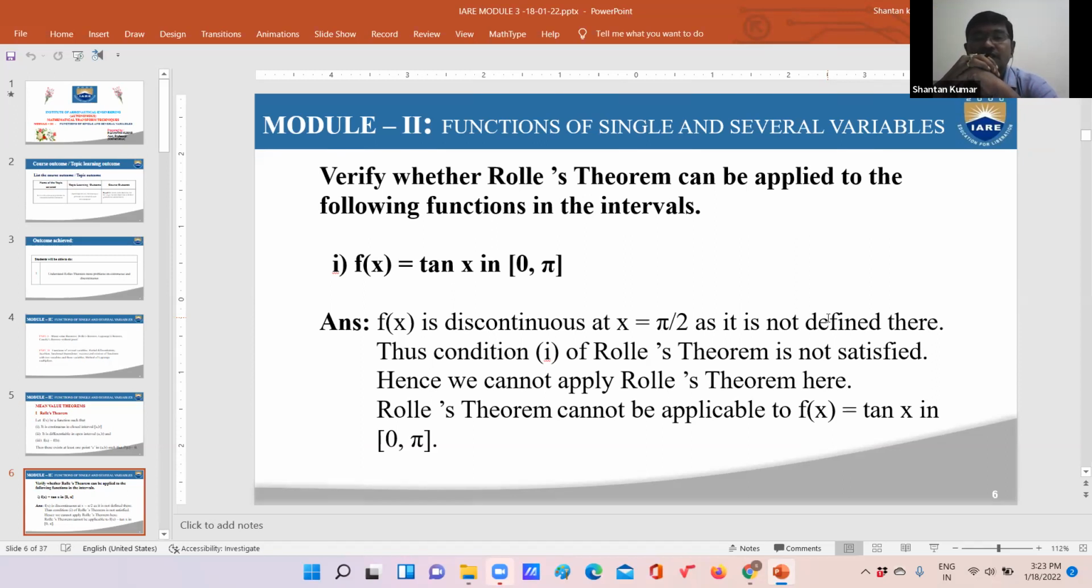Okay, if Rolle's theorem is not satisfied, then there is no need to discuss anything like f of a or f of b, or f dash of c equal to 0, or to find out any value of c.